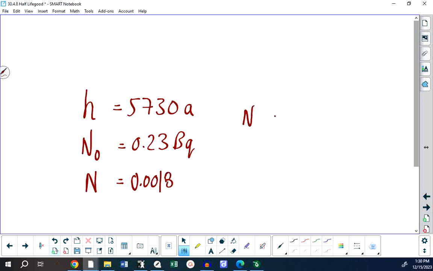We're going to use this formula to find n, little n. Now, those of you that are really good at exponential functions from Math 30, you could go further and put t over p or t over h up there. But I'm just going to speak to the Physics 30 students here. So I put in 0.0018. I put in 0.23.